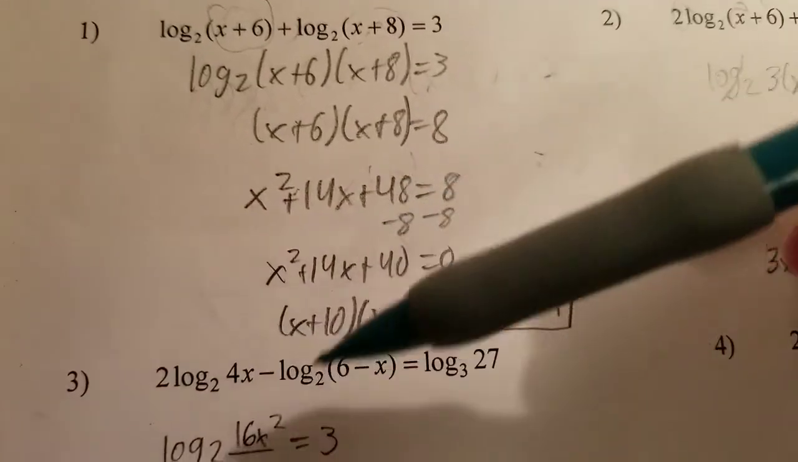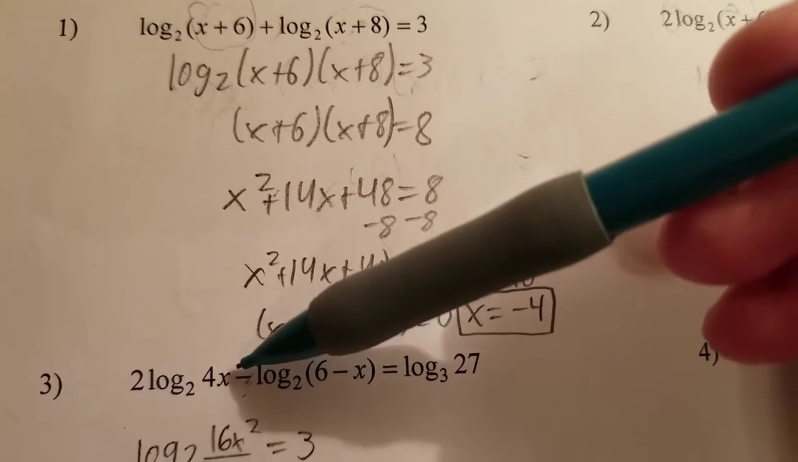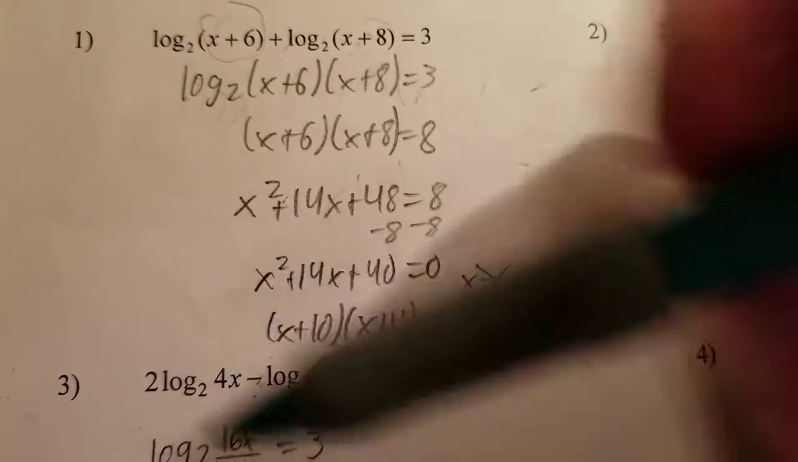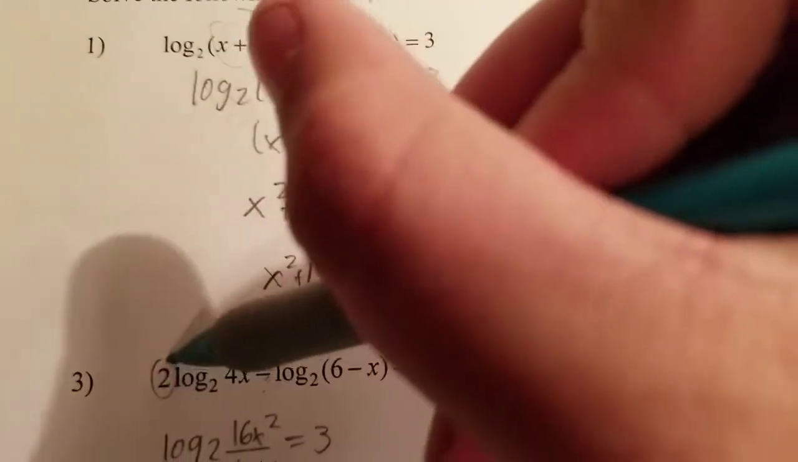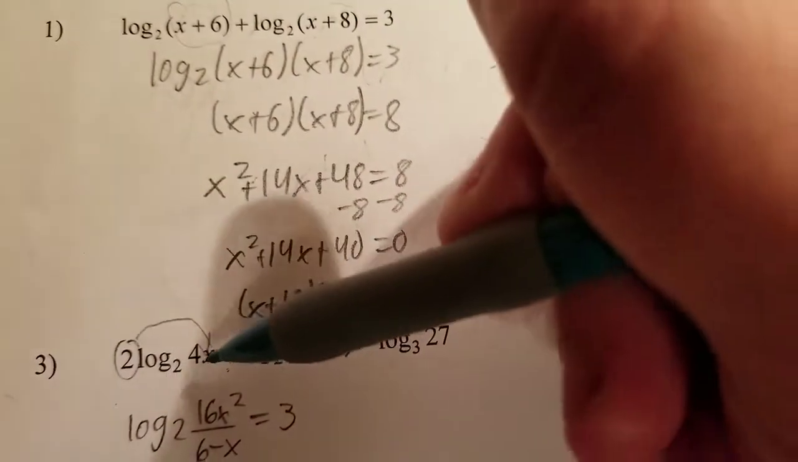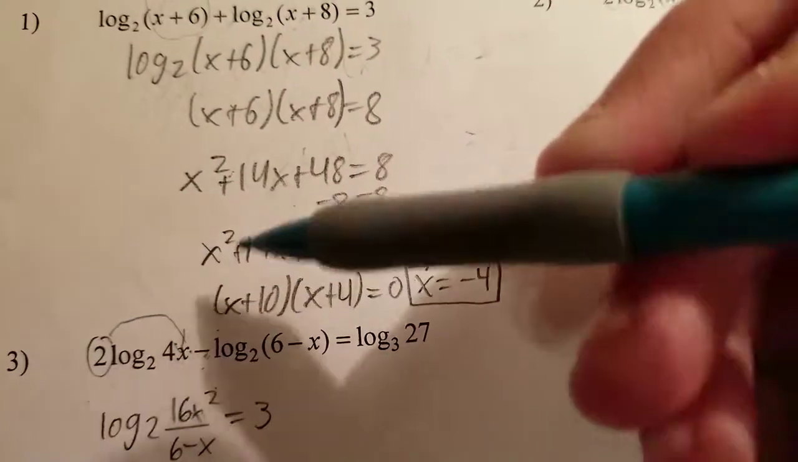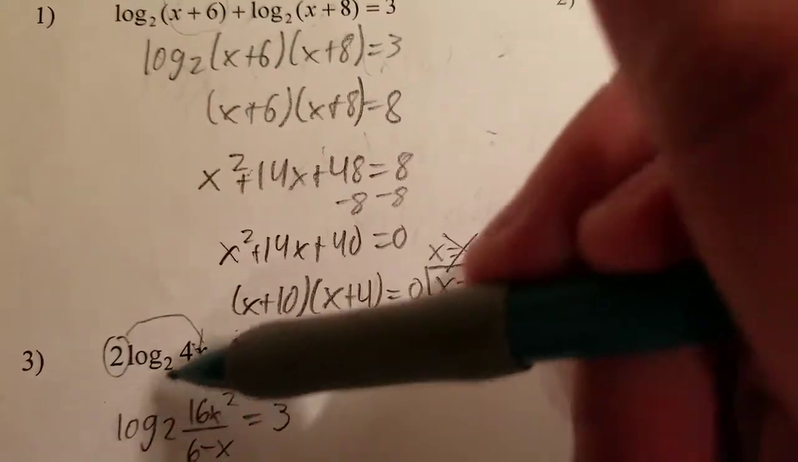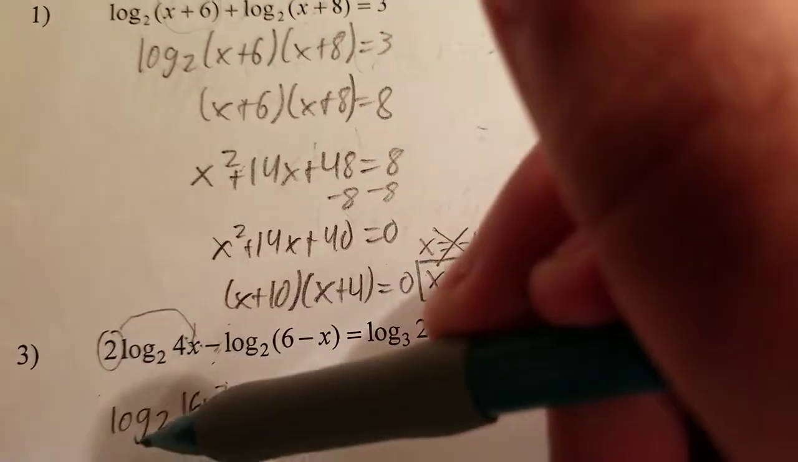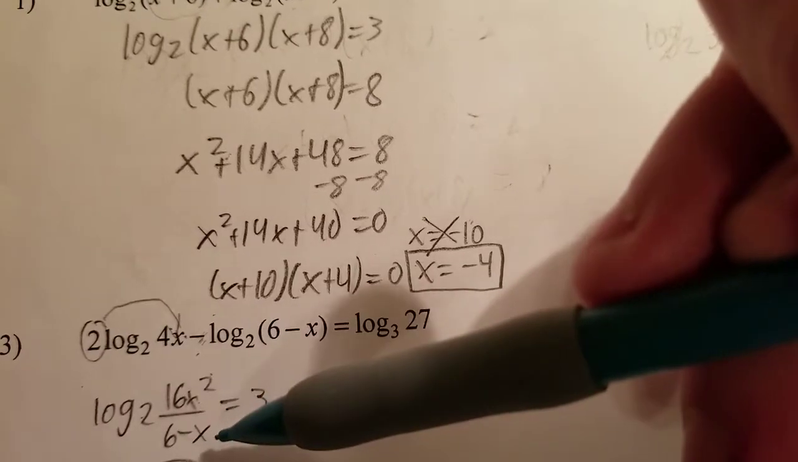Now, this one isn't an addition sign, it's a subtraction. So we have to divide, but first, this term out in front, you take that and put it in this exponent, so you square the 4, square the x, so 16x squared, and then divide these. Make sure to bring down log base 2, so you have log base 2 of 16x squared over 6 minus x.